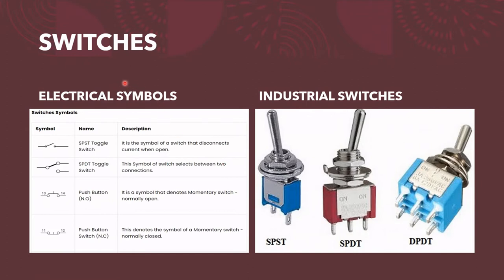Now, let's talk about the next most commonly used electrical symbol, which is the switch. Switches are represented by different kinds of electrical symbols. Let's take this first one, which is single pole single throw, which means if the power is coming on the left-hand side of this switch, when the switch closes, it will transfer power to the other leg of the switch. Let's see the pictorial representation of a single pole single throw switch.